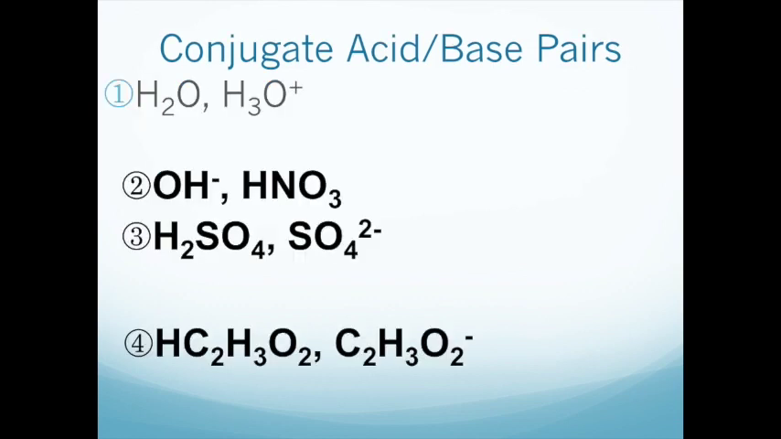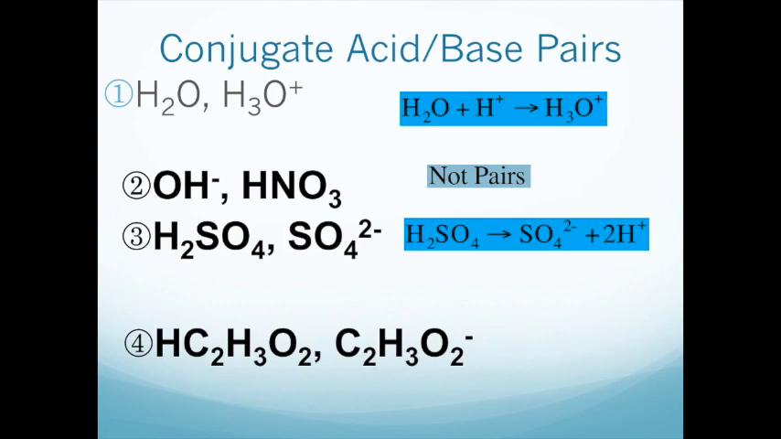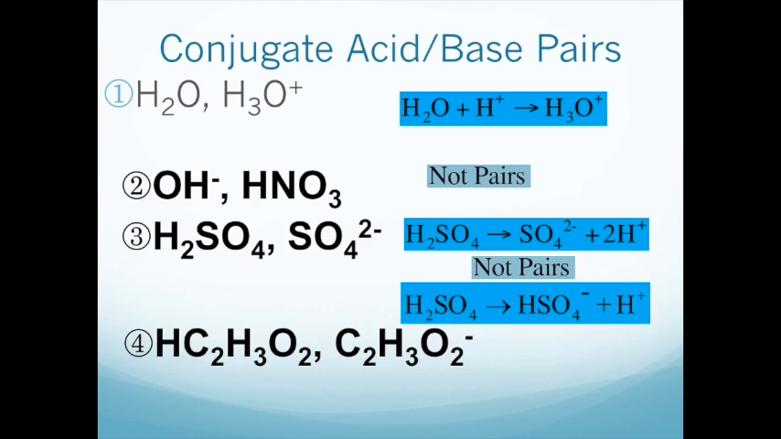The first one, H2O and H3O+, that is a conjugate acid-base pair because H2O is protonated to form H3O+. However, number two, OH- and HNO3 are not a conjugate pair because OH- is not produced by the dissociation of HNO3, nor can it be produced by accepting a proton. Now, this one's a bit tricky. You would think that because H2SO4 dissociates to form SO4 2- and two protons it would be the conjugate acid-base pair, but in fact, it's the loss of a single proton that makes something an acid. So in this case, they're not pairs because the pair would actually be H2SO4 to HSO4- and one proton.